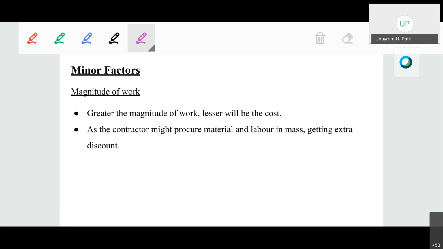After that, the cost makes no difference. Up to a particular extent this applies: the greater the magnitude of the work, the lesser the cost. Okay, that only applies to a particular extent; beyond that it makes no difference. Okay, as the contractor might procure more labor in mass. We already discussed this.